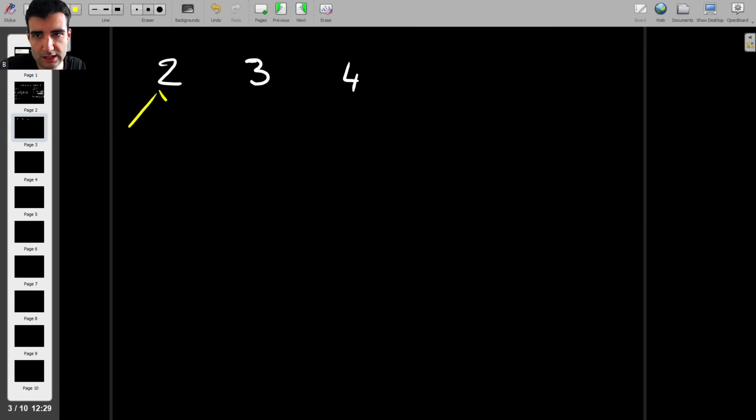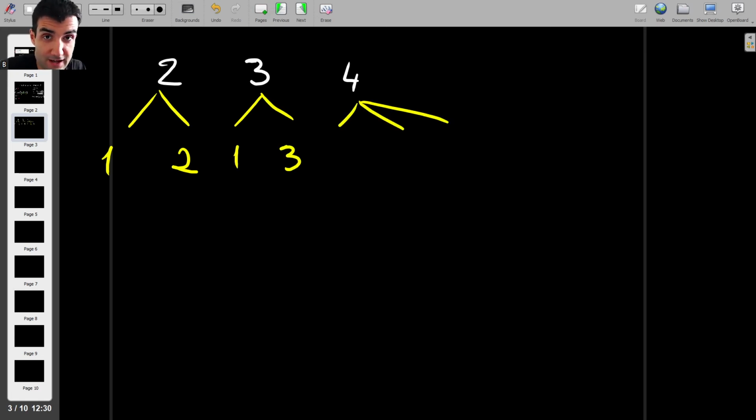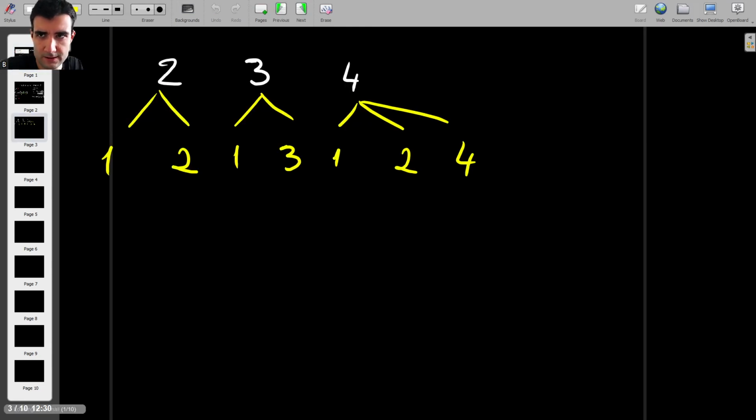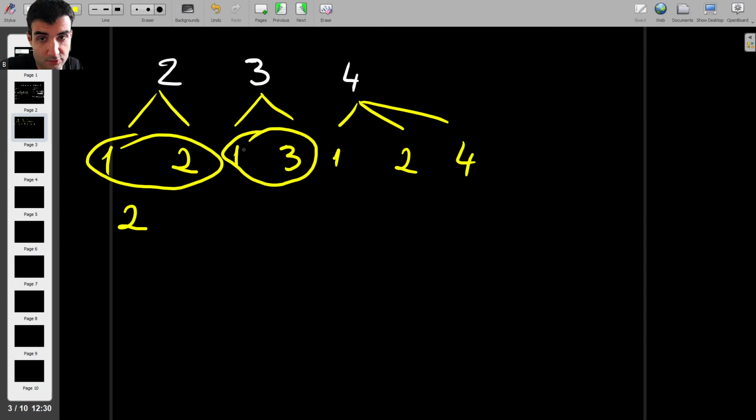2 can be written as 1 multiplied by 2. 3 can be written as 1 multiplied by 3. And the factors of 4 are 1, 2, and 4. And that's it. Okay? So the question is asking us to look at not the factors themselves, but at the number of distinct positive factors. So the number of factors. Okay? So 2 has 2 factors. 3 has also 2 factors. And 4 has 3 factors.